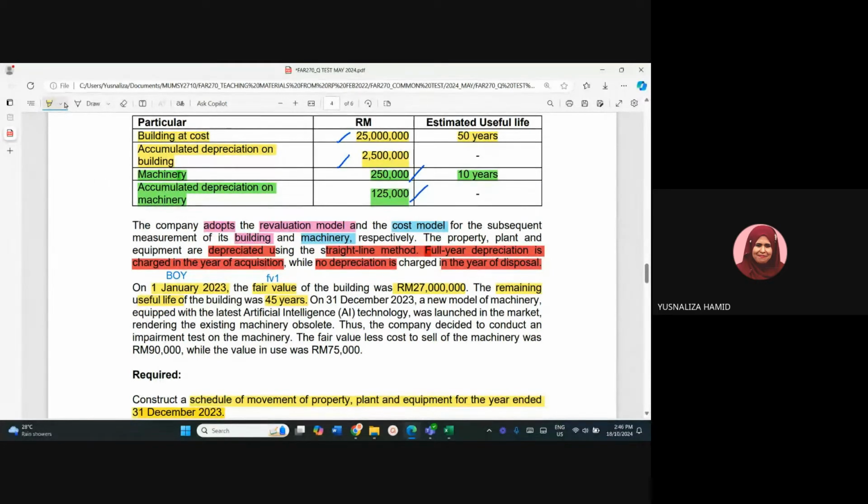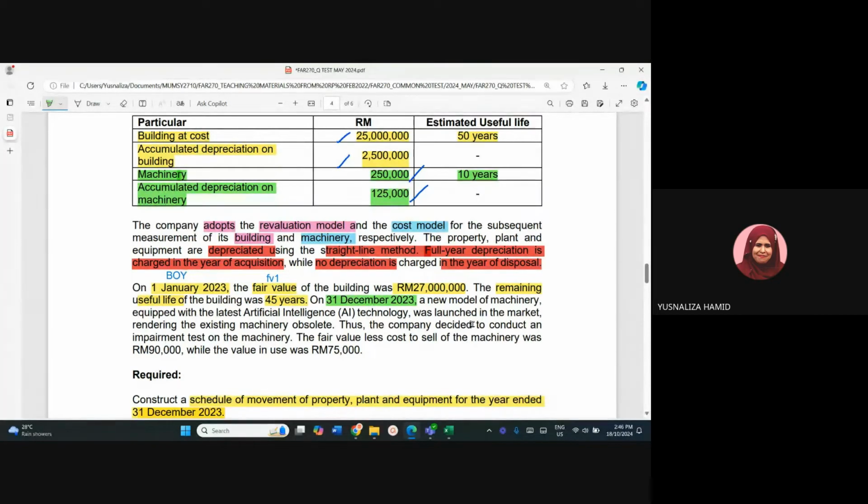And the second one here is information relating to machinery, where on 31st of December 2023, a machine equipped with the latest AI technology was launched in the market, and that has rendered your existing machinery obsolete. So there is an indicator of impairment. If there is an indicator of impairment, you now need to compare the carrying amount of the machinery as at 31st of December 2023 with recoverable amount information.